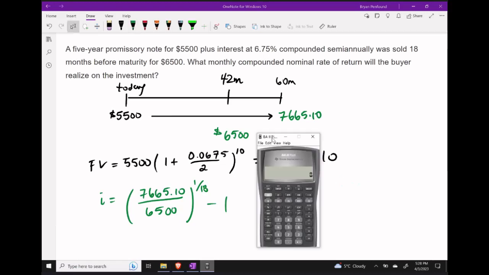So let's go ahead and start programming this into the calculator. Let's take our 7665.1 and let's divide by 6,500. I'm going to hit the equals button here, and then we need to raise this number to the power of 1 over 18. So y to the x, open bracket, 1 divided by 18. Close that bracket, hit the equals button, and then let's subtract 1 from that. So here is our periodic interest rate.